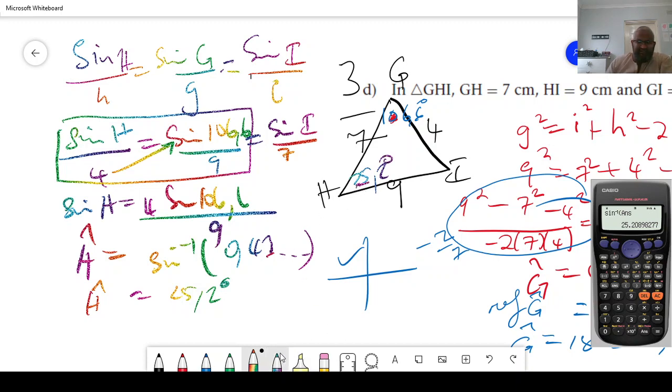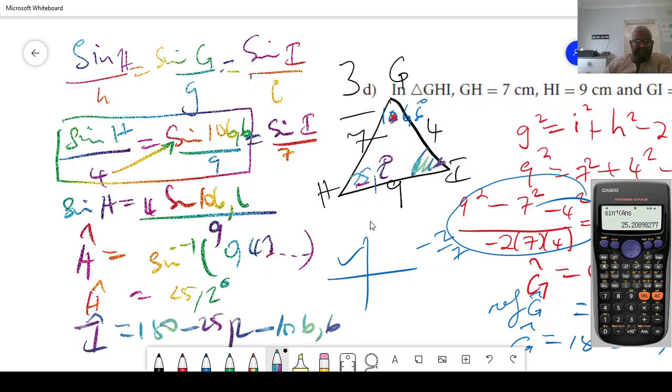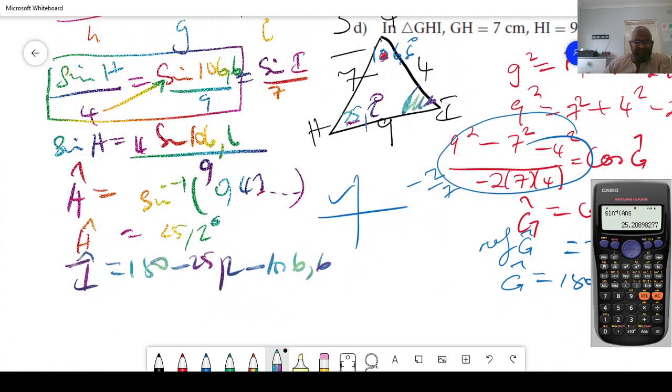So in pursuit of calculating i I can go with the sum of angles in a triangle. So angle i is equal to 180 minus 25.2 minus 106.6. Okay, let's move this up. So it's 180 minus the previous answer calculated minus 106.6. Okay, so that makes angle i equal to 48.2 degrees.